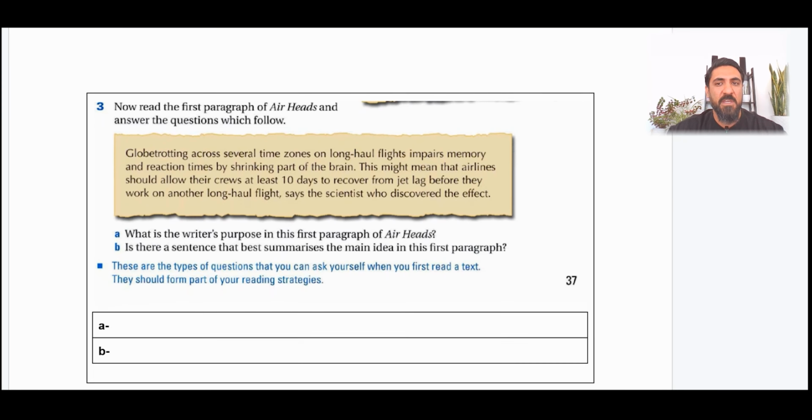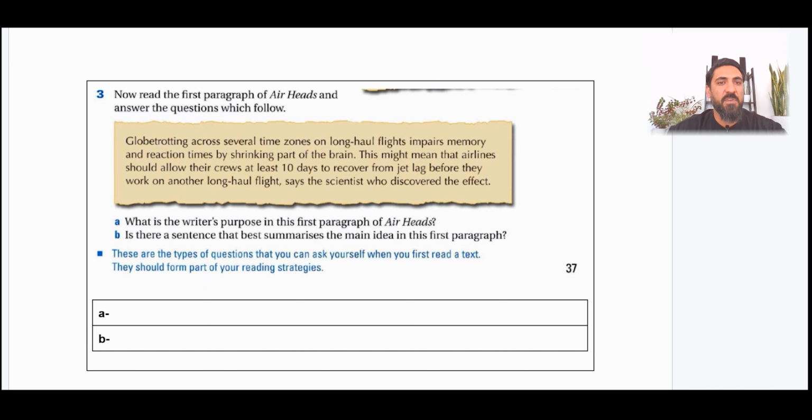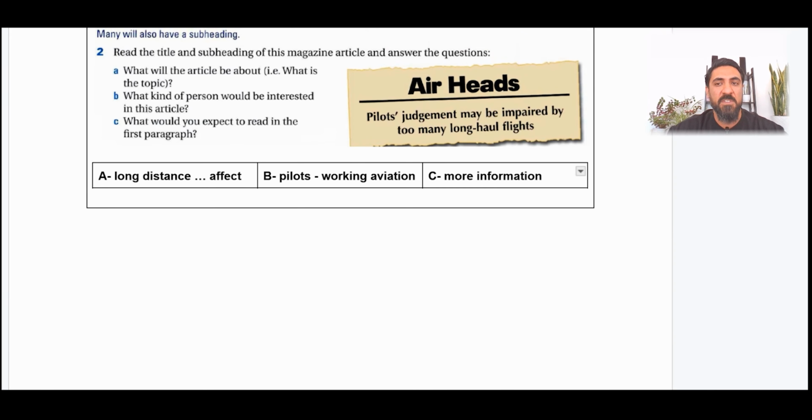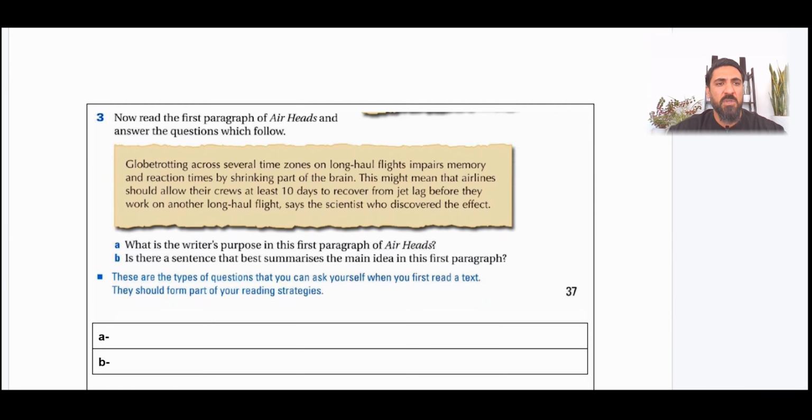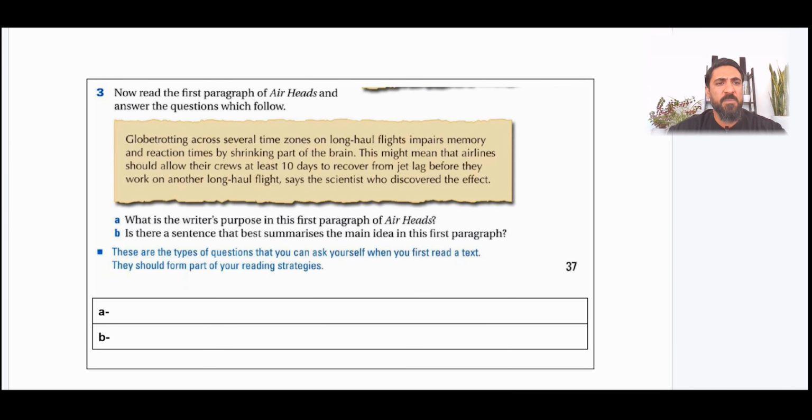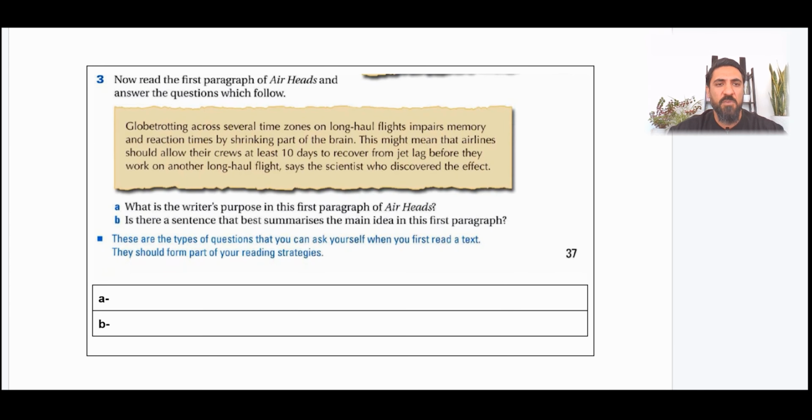Now we're going to have a sample of a paragraph, which is the first paragraph about the same topic, airheads. So let's read the first paragraph and answer the questions which follow. Let's have a look at the questions. Question A, before we read the text. So what is the writer's purpose in the first paragraph?